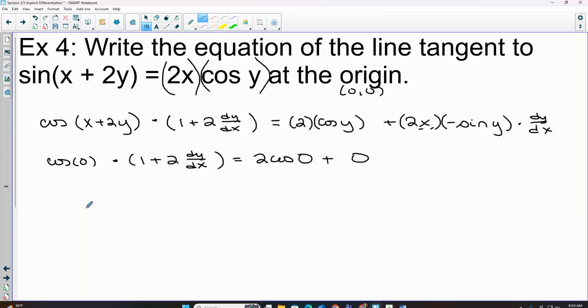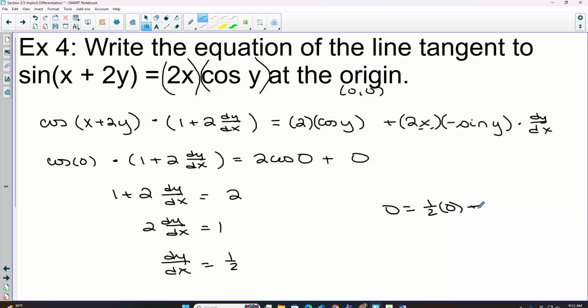All right, what is the cosine of 0? Cosine squared of the bottom over 2, so radical 4 over 2 is 1. So I just get 1 times 1 plus 2 dy dx equals 2 times 1 is just 2. So dy dx is 1/2. And that's my slope. So if you plug into y equals mx plus b, b is 0. So you just get y equals 1/2 x.